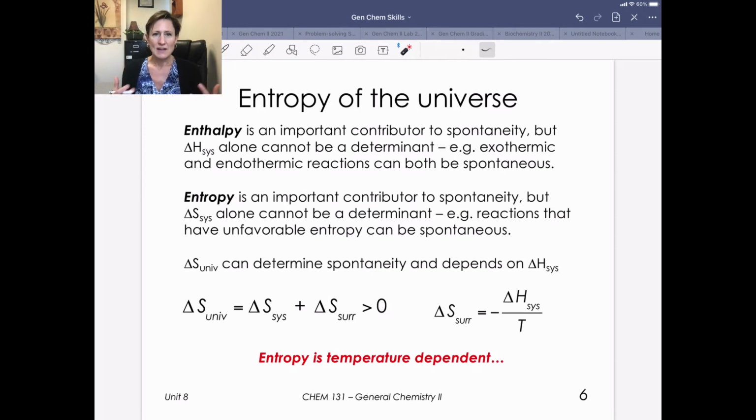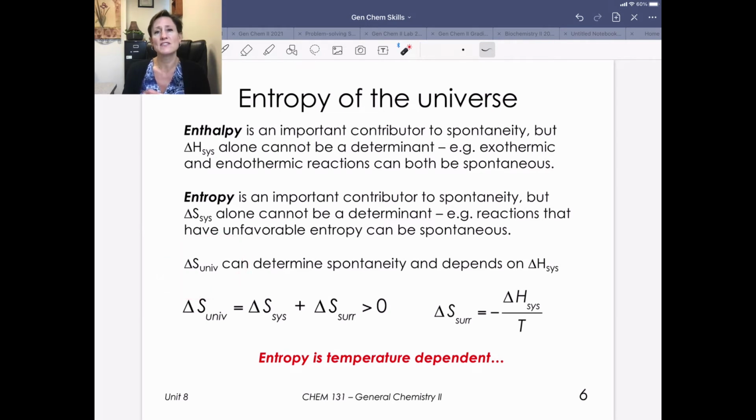So when we think about the entropy of the universe increasing, right? We need to think about the fact that there's multiple things that can contribute to this energetic downhill, if you want. Enthalpy is an important contributor to spontaneity. We said favorable processes give off heat, are exothermic, but that alone cannot be a determinant because we can have both exothermic and endothermic processes be spontaneous. And entropy is the second term that we're going to be talking about. It also is an important contributor to spontaneity, but this alone cannot be a determinant. Reactions that may be unfavorable from an entropy standpoint may still be spontaneous.